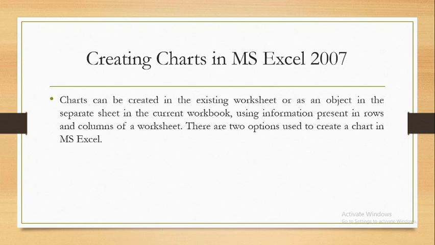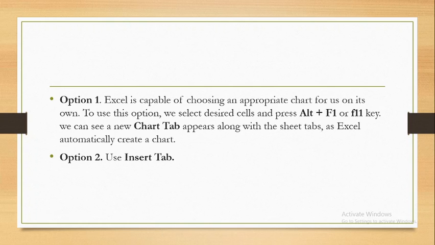So as it is written, there are two options used to create a chart. Now I will explain those two options. Option 1. Excel is capable of choosing an appropriate chart for us on its own, meaning Excel will automatically select a type of chart for us. To use this option, we select the desired cells and press Alt plus F1 or the F11 key. We can see a new chart tab appears along with the sheet tabs as Excel automatically creates a chart.